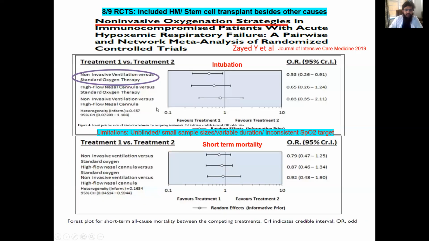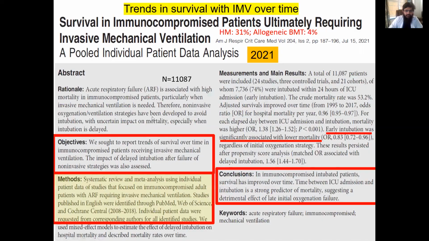Regarding the non-invasive strategies of oxygenation, the recent meta-analysis has not shown any difference in terms of mortality, although NIV may be better than oxygen as far as intubation rate is considered. But as I said, there's no mortality benefit with the initial strategy of oxygenation. Now, what is the trend in survival with ventilation?